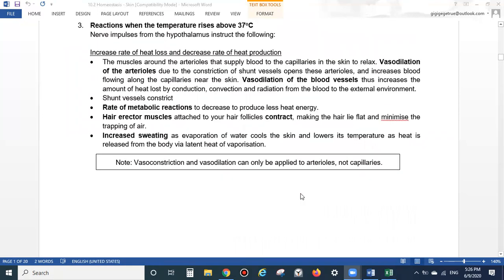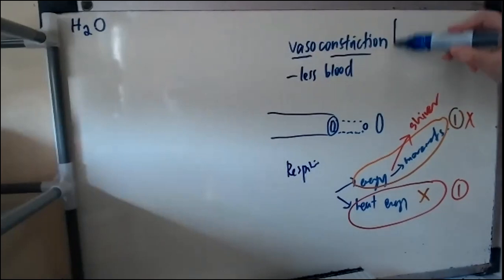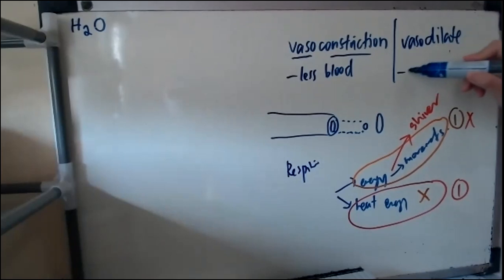Next, when you're very hot, there will be vasodilation. Remember just now, with vasoconstriction, you end up with less blood flowing underneath the skin. If you vasodilate, there will be more blood. More blood means more heat is being carried underneath the skin. More heat will be lost through conduction, convection, and radiation.